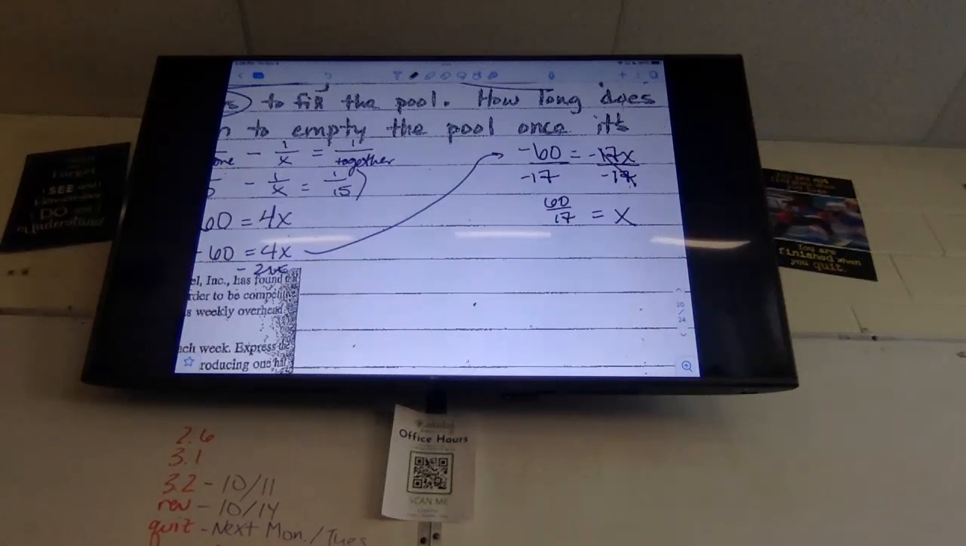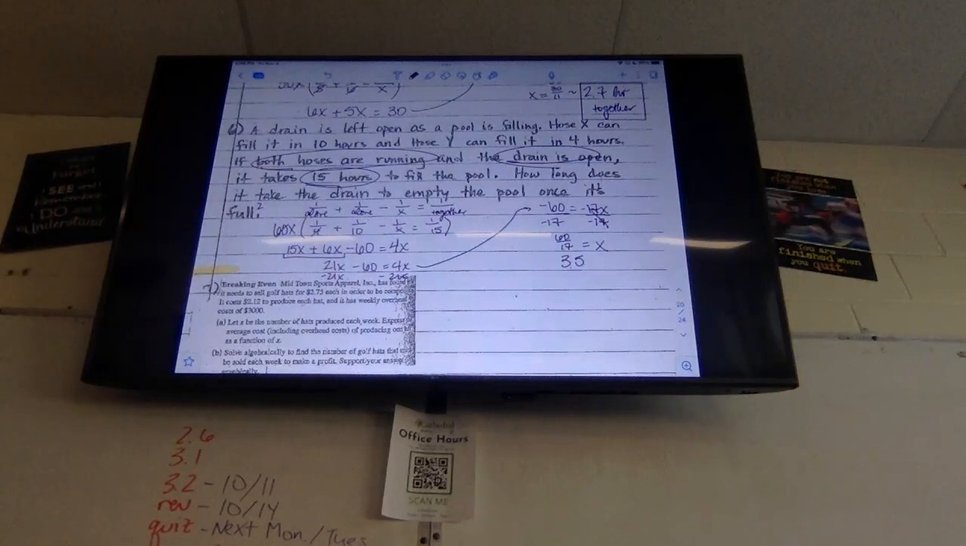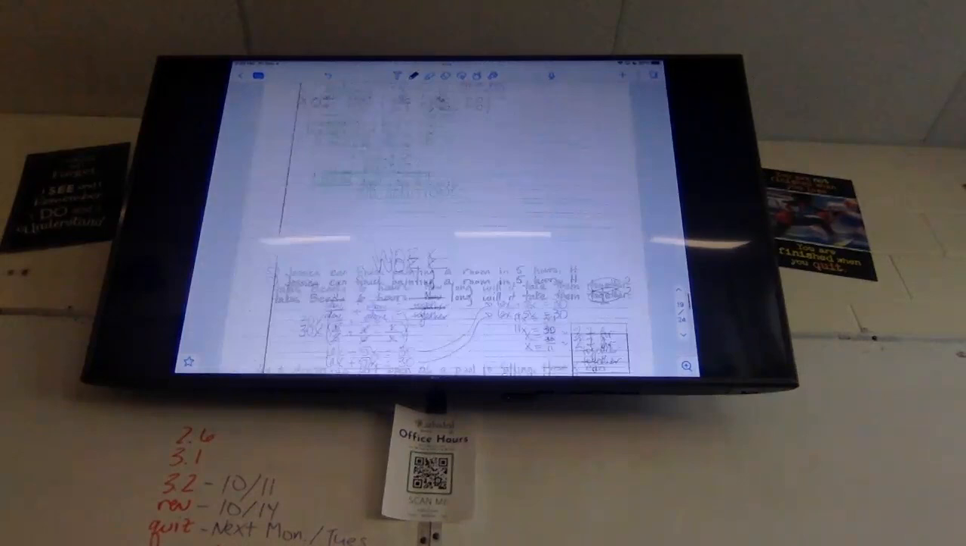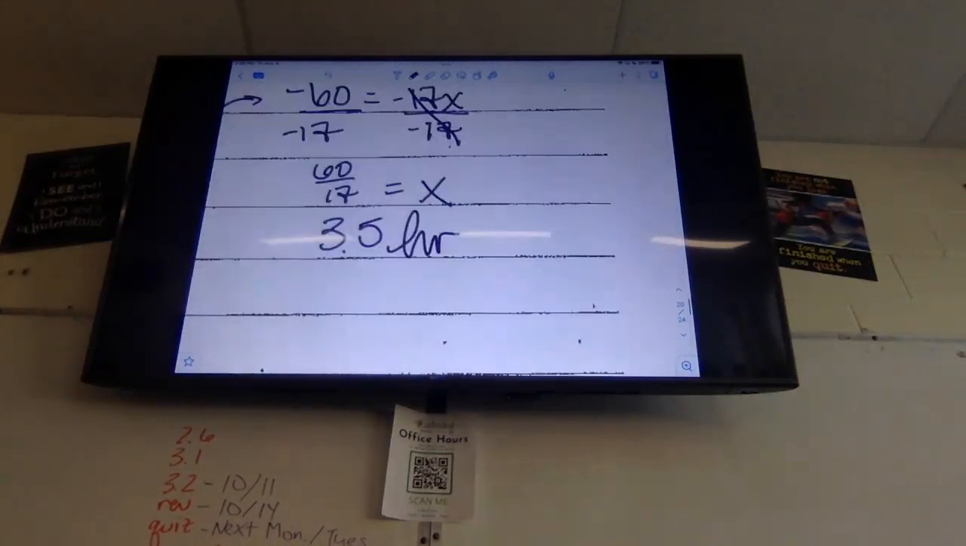Again, 60 divided by 17 isn't really a real number, so I'm going to make it a decimal, 3.5. That's how long it takes the drain to go. And I believe that's in terms of hours. So it takes 3.5 hours to drain the swimming pool.